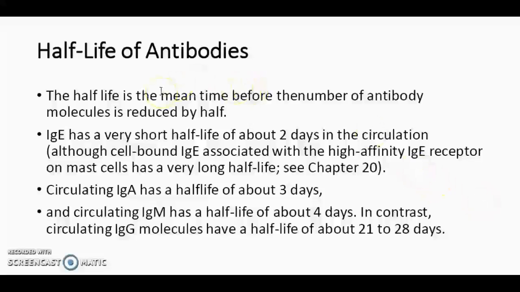Then the half-life of antibody. The half-life is the mean time before the number of antibody molecule is reduced by half. Immunoglobulin epsilon has a very short half-life of about 2 days in the circulation, although cell-bound IgE associated with the high affinity IgE receptor on mast cell have a very long life. See chapter 20. Circulating IgA has a half-life of about 3 days, and circulating IgM has a half-life of 4 days. In contrast, circulating IgG molecule have a half-life of about 21 to 28 days.